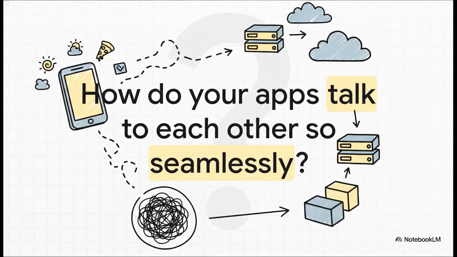Have you ever just stopped and wondered how your phone can show you the weather forecast, let you order a pizza, and let you scroll through your social feed all at pretty much the same time? Each one of those apps is talking to a totally different service somewhere out there on the internet. How do they all communicate so smoothly without it turning into a total mess? That's the big question we're going to answer today.